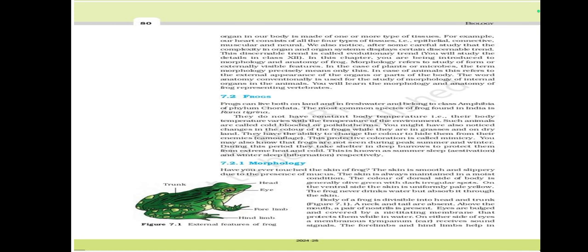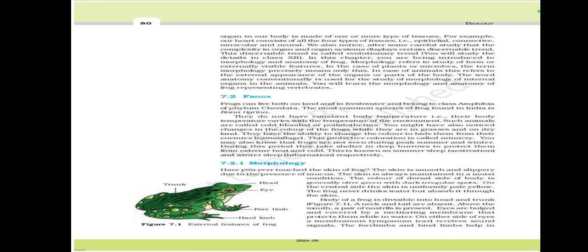In this chapter, you are being introduced to morphology and anatomy of frog. Morphology refers to study of form, and in case of animals, this refers to the external appearance of the organs and parts of the body. The word anatomy conventionally is used for the study of morphology of internal organs in the animals. You will learn the morphology and anatomy of frog representing vertebrates.